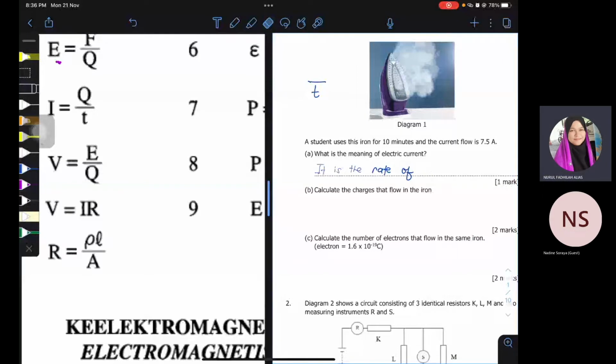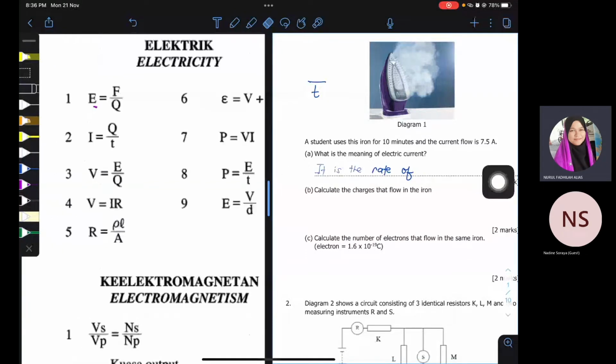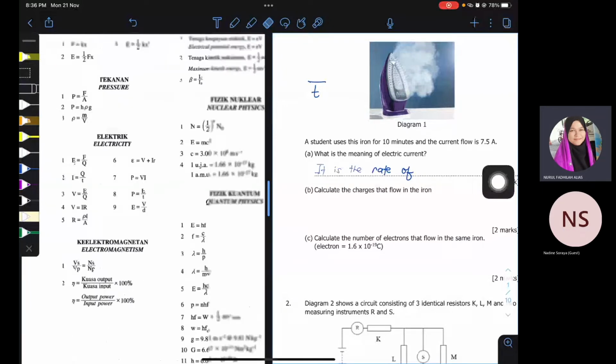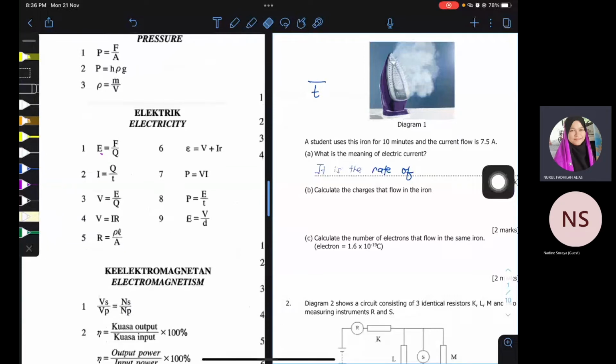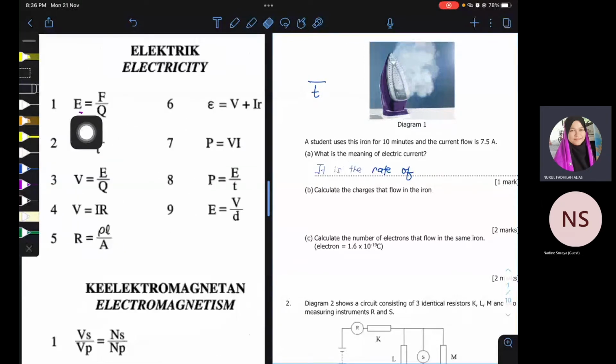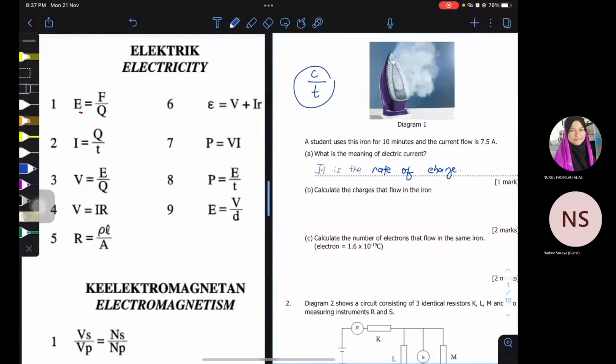It is the rate of charge. So here the question is, what's the meaning? If you check in the formula sheet given to you, check for topic electricity. The answer is actually in the formula. That's why you have to look at the formula sheet when doing exercises. So what's the meaning of electric current? I is current, Q is the charge over T. Anything over T is rate. So this one is rate of charge, because current equals Q over T.